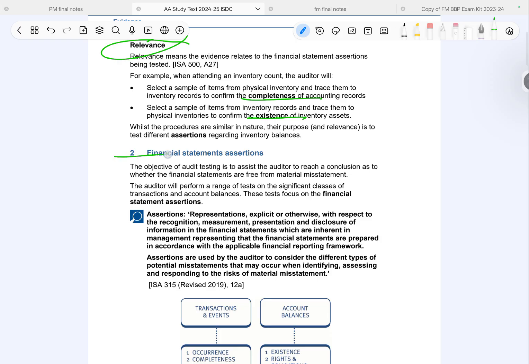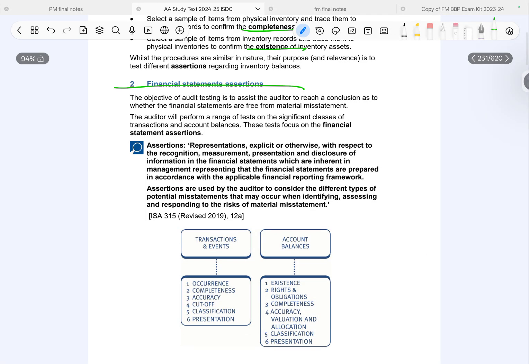Now, coming to the financial statement assertions. The whole point of auditing is to make sure the financial statements are free from material misstatement. To do that, auditors test transactions and balances based on assertions. In simple terms, assertions are just claims made by management, like these numbers are correct, complete, and properly presented. Auditors don't blindly trust these claims, they test them. So, assertions basically help auditors to identify what could go wrong and where error or fraud might exist.